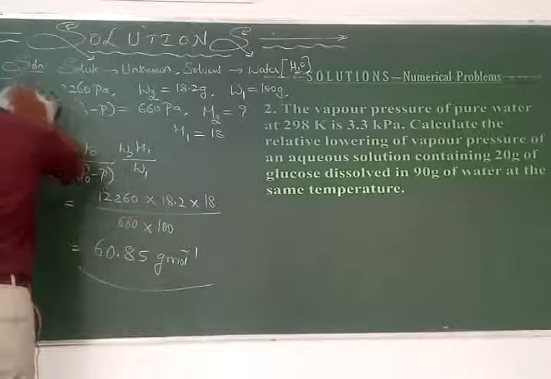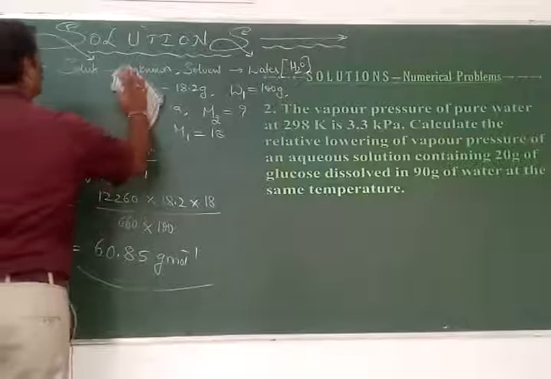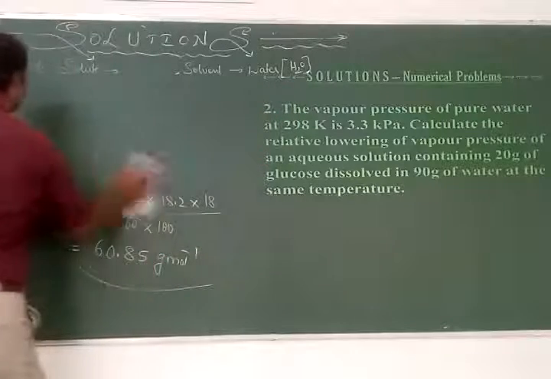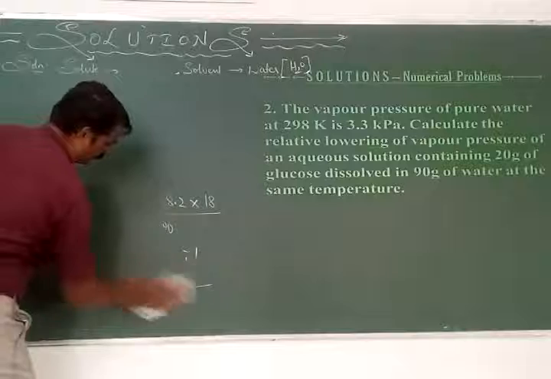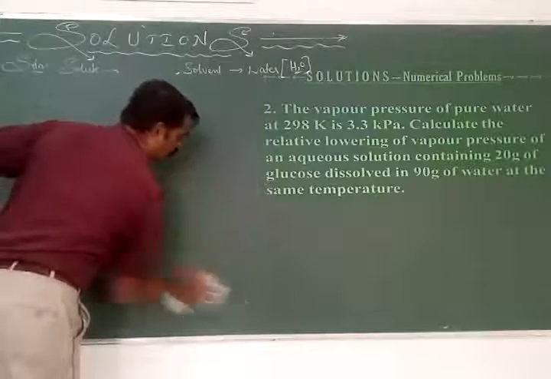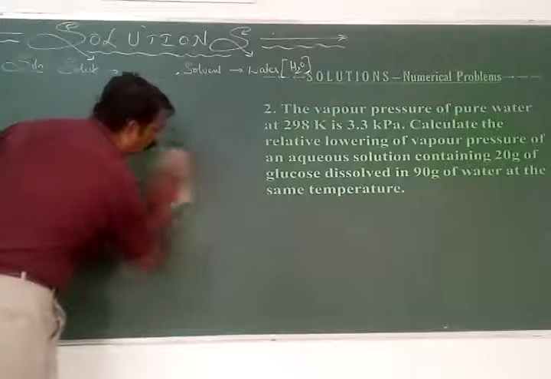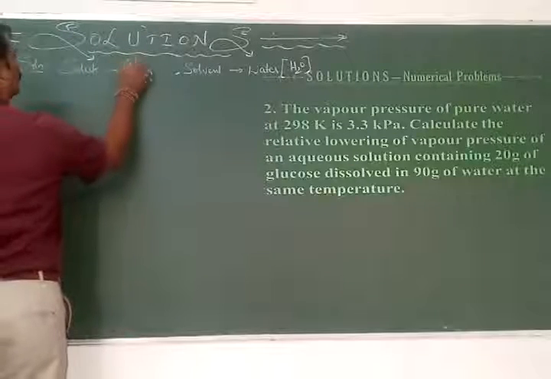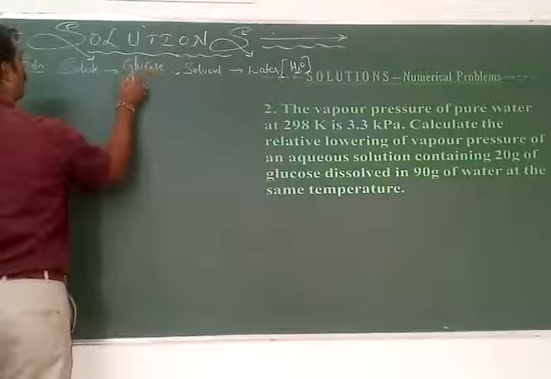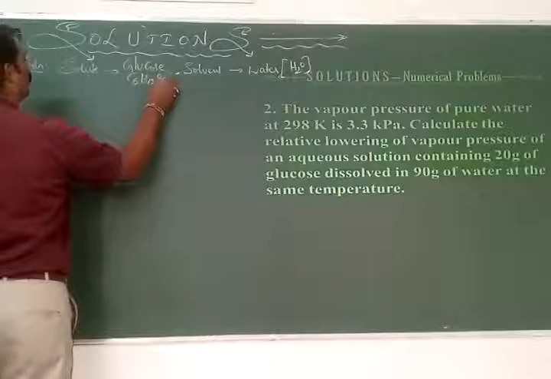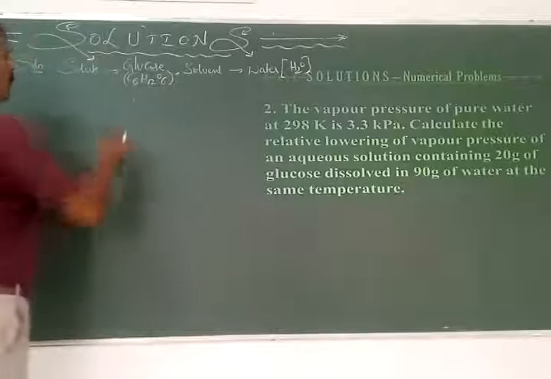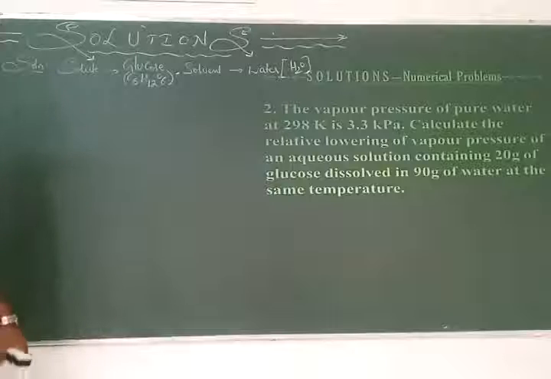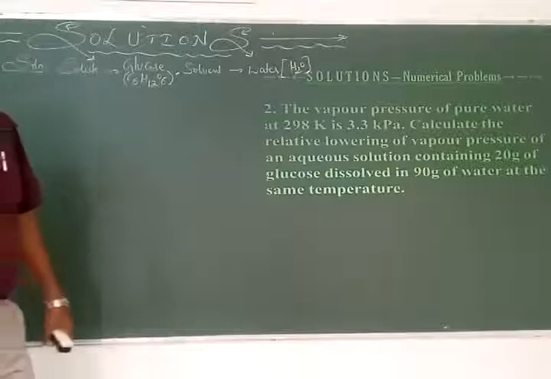So now it is very clear. What is the solute and what is the solvent? Here, the solute is given in the form of glucose. Glucose in water means water is the solvent, whereas glucose is the solute. The formula for glucose is C6H12O6. Okay. The vapor pressure of pure water.